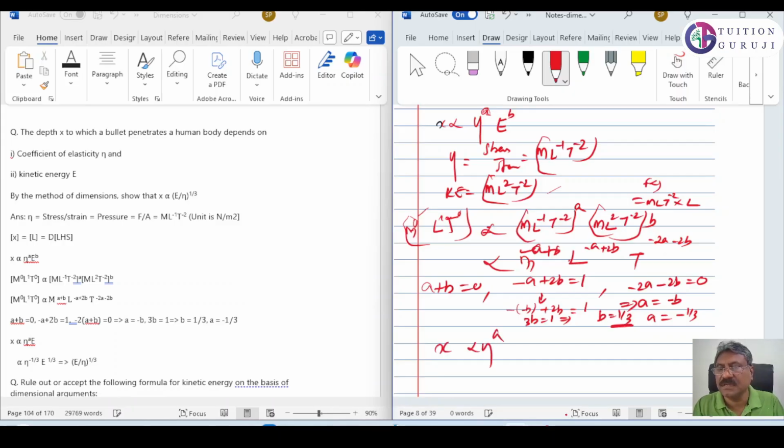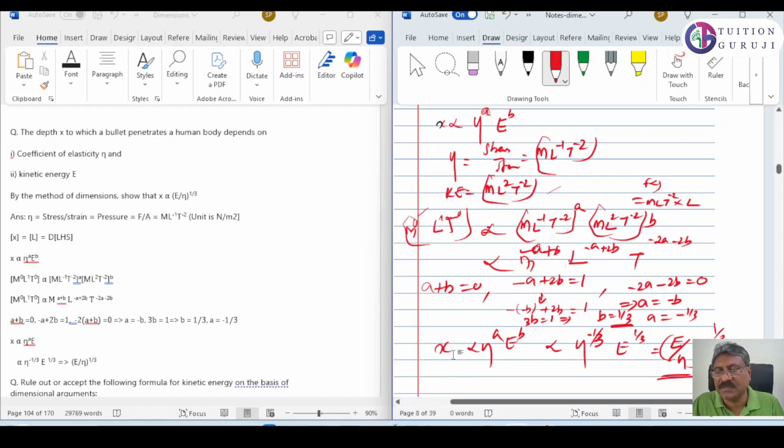x is proportional to eta raised to a, e raised to b. Eta raised to a is minus 1 by 3, then e raised to b is 1 by 3, which is nothing but e by eta the whole raised to 1 by 3. So we are supposed to prove x is proportional to e by eta to the power 1 by 3. This is proved. So the expression is proved: x is proportional to e by eta the whole raised to 1 by 3.